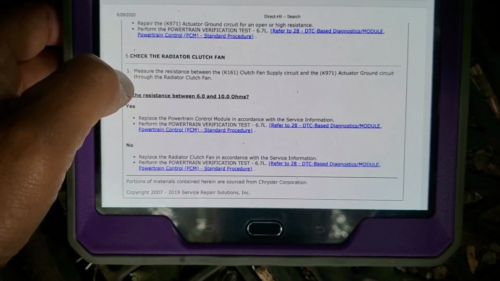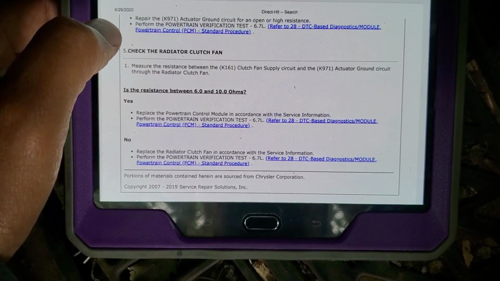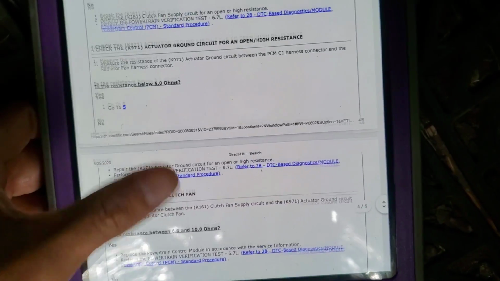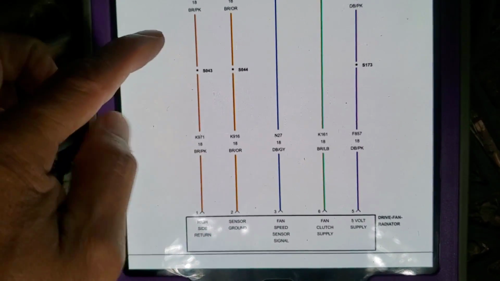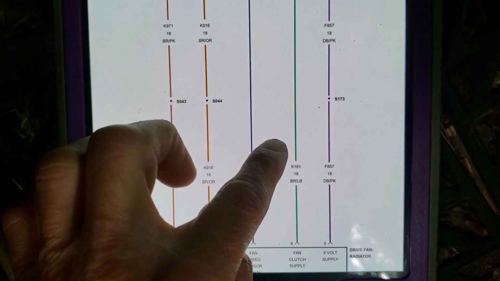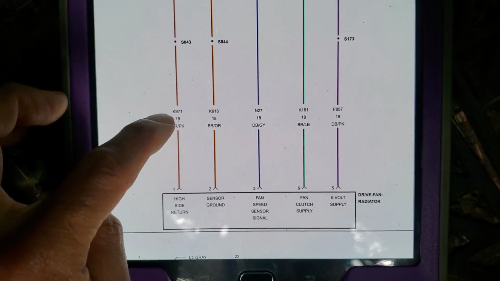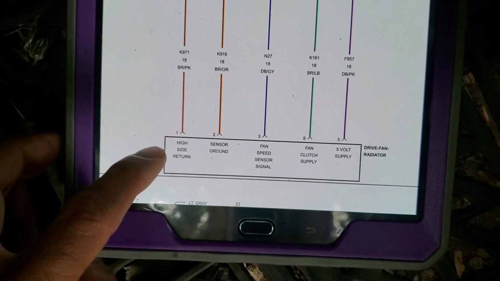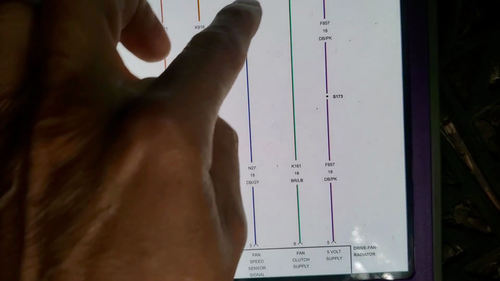Check the radiator cooling fan, measure resistance between K161 fan closed supply circuit and K971. 161 and 971. So where is my 161? Right here, K161, fan closed supply. And 971, and this one, high side control. So basically, when they say high side return, I don't know exactly what they mean. High side return, I don't know what they mean. Fan closed supply.